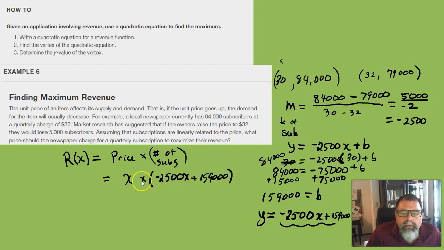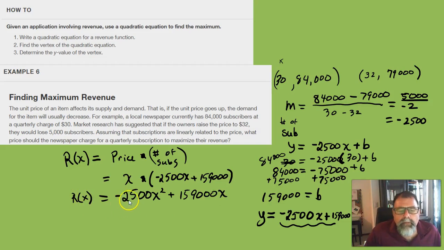And now we have this, if we, I should use a dot instead of times. Distribute that x, so we get negative 2,500 x squared plus 159,000 x. So that's our revenue as a function of x. And again, you can see it's a parabola that's opening downward. So if we want to maximize revenue, we need to figure out the vertex, and its y value.